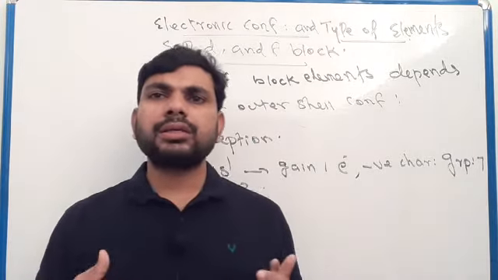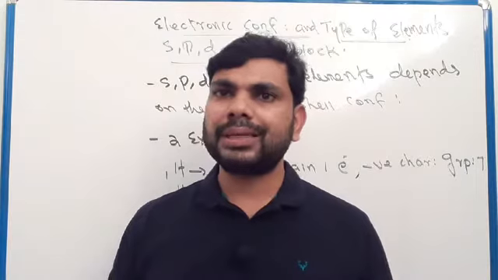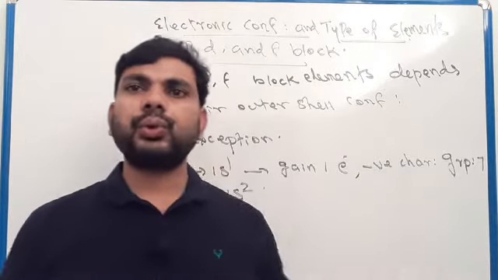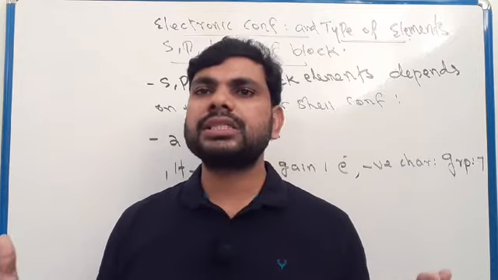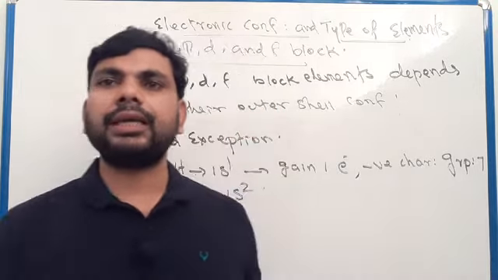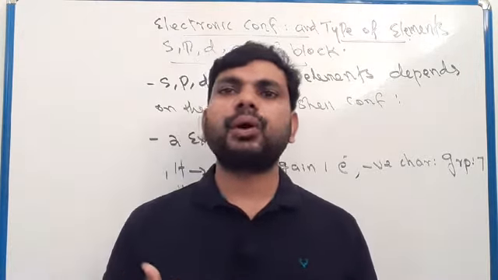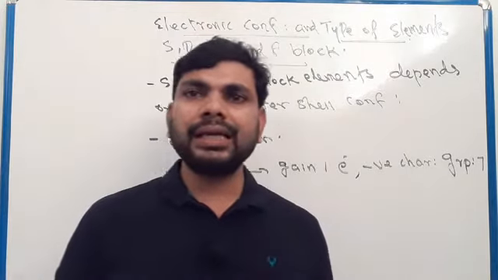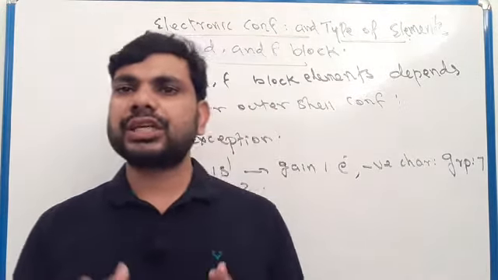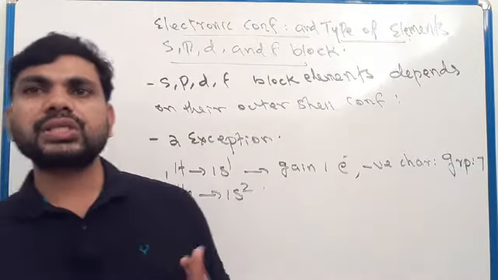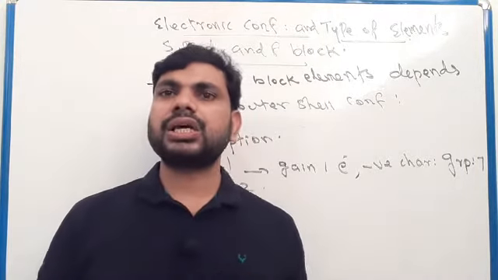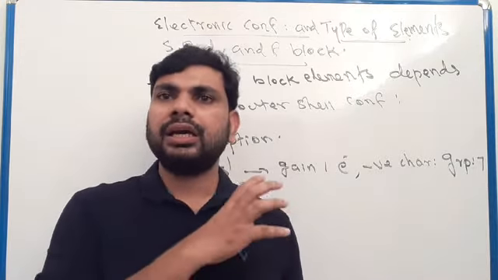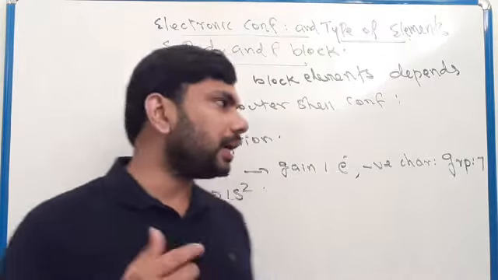Based on electronic configuration we can classify different types of elements: s block elements, p block elements, d and f block elements. Before, I told you about p block and f block elements; how these blocks come, we are explaining here. This classification of elements into s, p, d and f block elements depends on the outer shell electronic configuration. But there are two exception cases in this concept, hydrogen and helium.